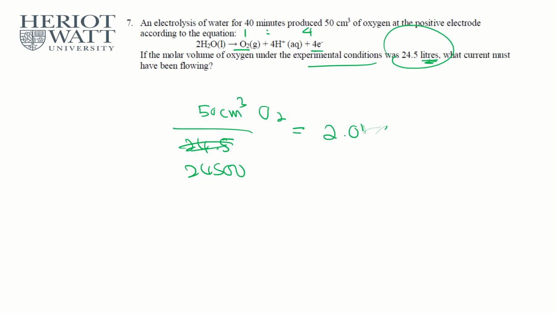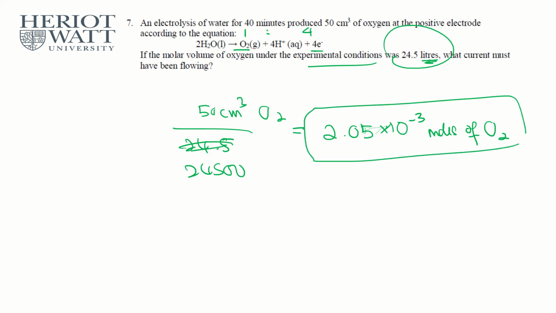you should get the moles of oxygen produced, 2.04, 2.05 times 10 to the power of negative 3. So that's the moles of O2 produced. Okay, we got the mole now. And from the mole of oxygen, what will be the mole of electrons that flow in the cell? Because we want the current, you need to times 4.